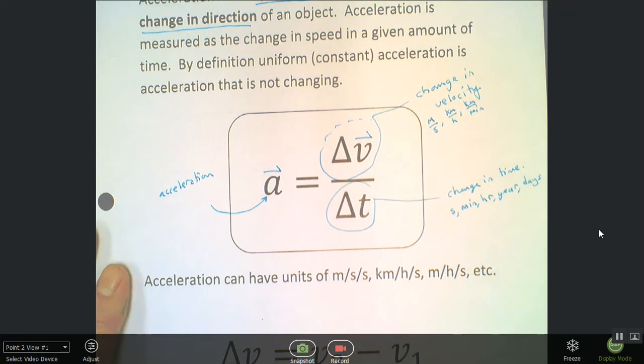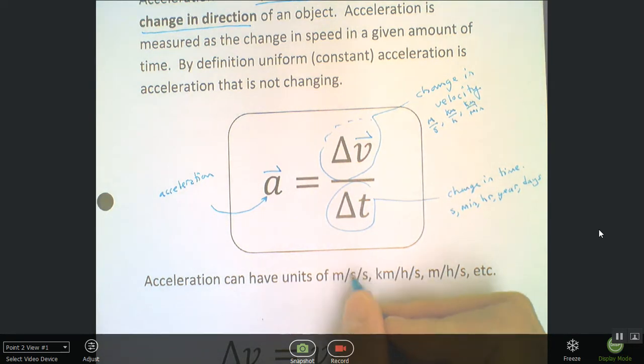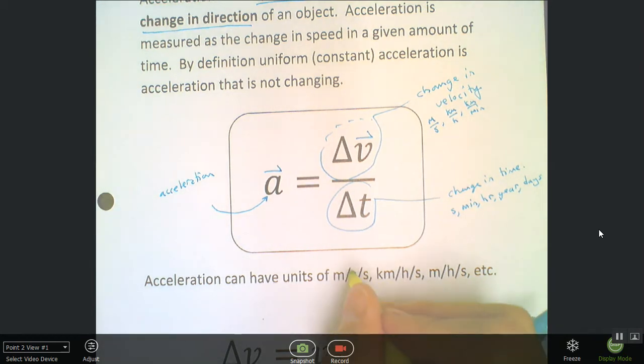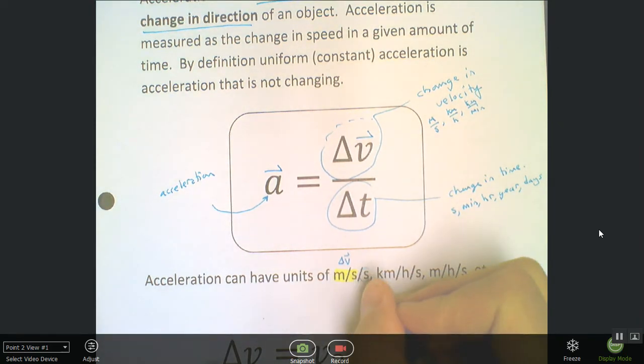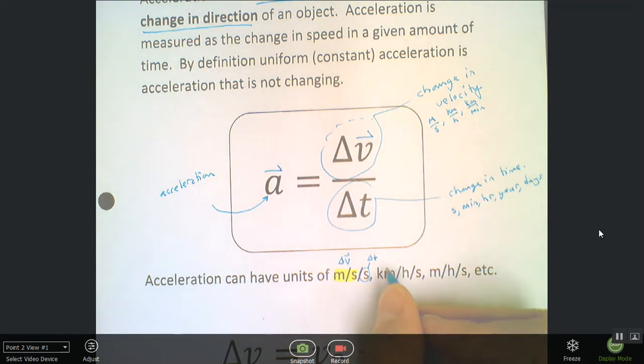Acceleration can have lots of units: meters per second squared, kilometers per hour per second, meters per hour per second, kilometers per hour per day, meters per minute per day, meters per day per minute. It doesn't matter. The key is that in it, right here, and I'll highlight this, the first point, this one here, that is your delta V. That's how much the velocity is changing by. And the second part is the delta T. So it's the change in velocity per second. This one here says that the object is changing a certain number of kilometers per hour every second.